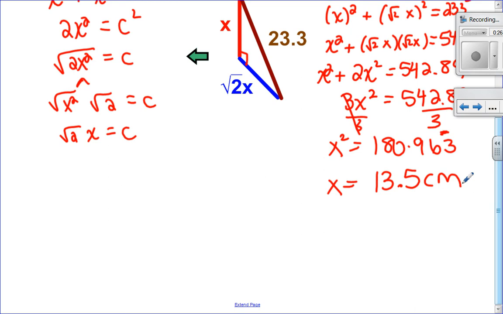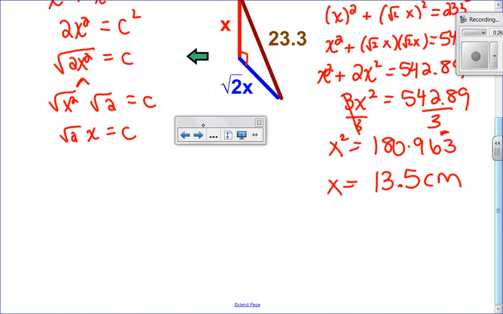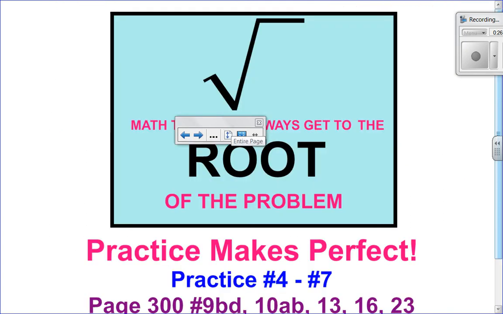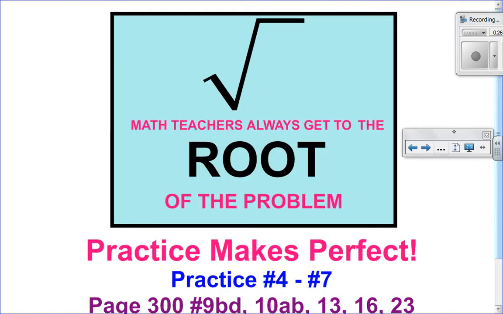That was a challenging question for sure. Hopefully you guys understood that and followed that. So that's the end of solving equations with two different roots. And I hope you guys really see that math teachers always get to the root of the problem.